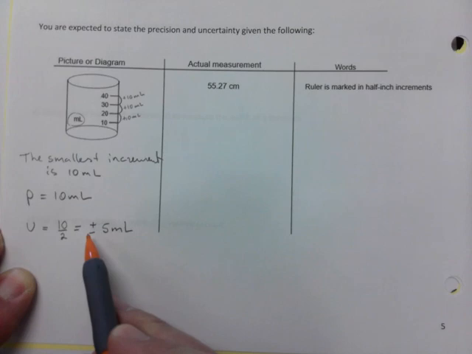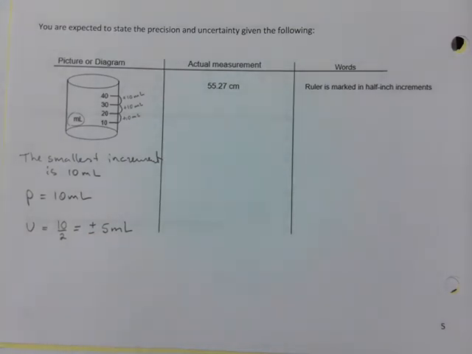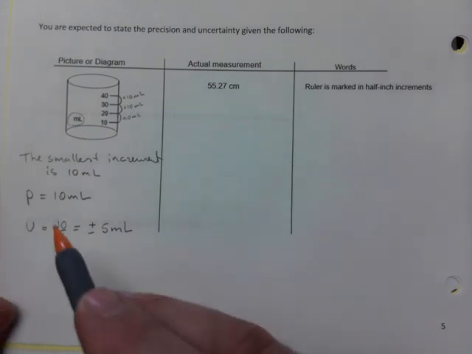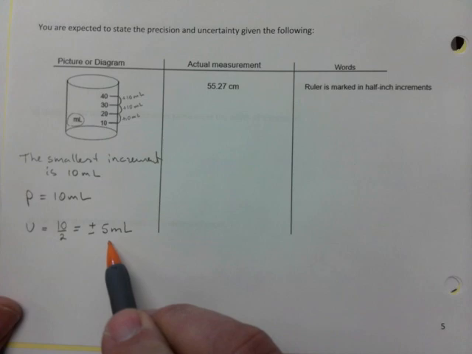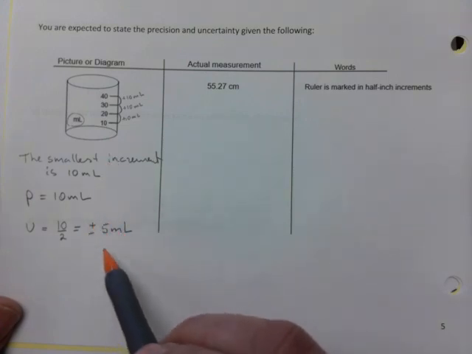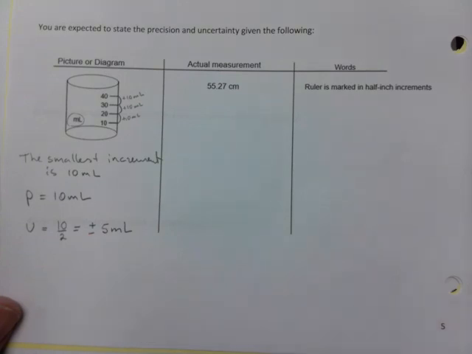The province is okay if you don't put the plus or minus when you're just stating the uncertainty. But that's normally what happens. Okay? So the precision is 10. The uncertainty is plus or minus 5. Right? So every time you take a measurement, we might be off by 5 milliliters. That's the standard way of doing it.